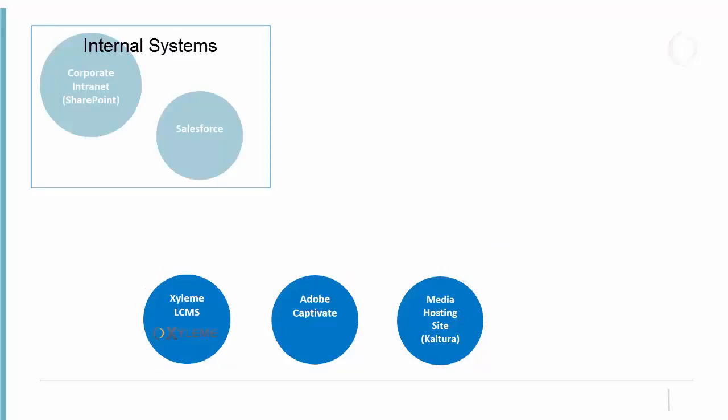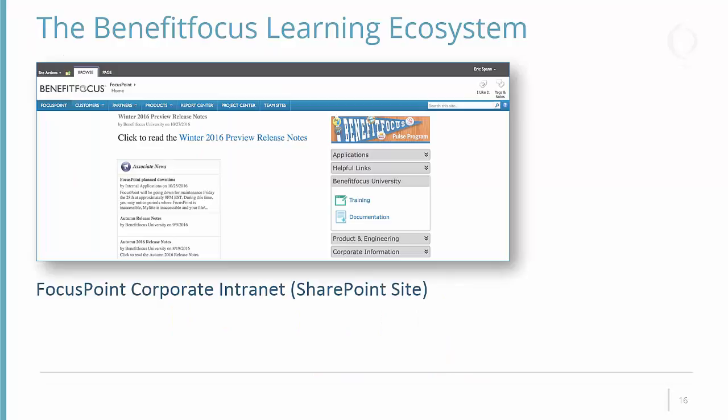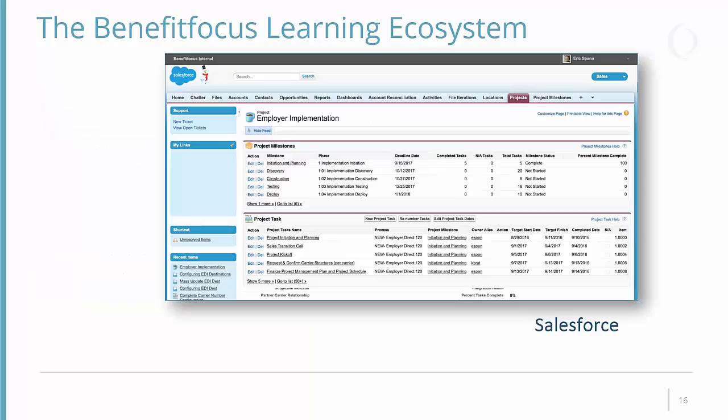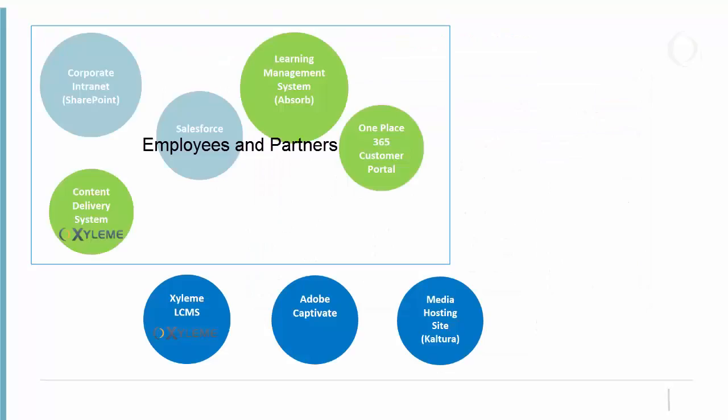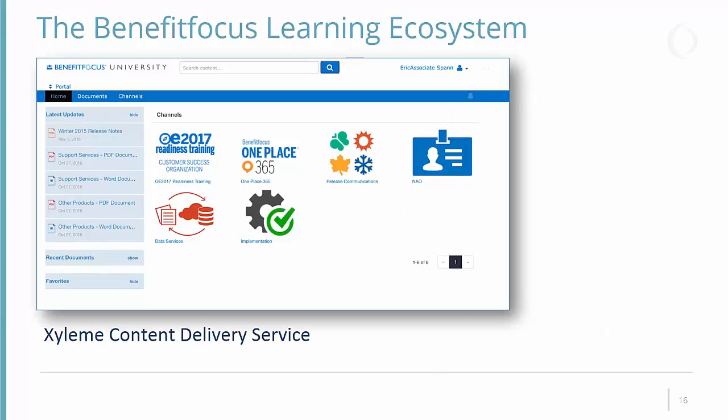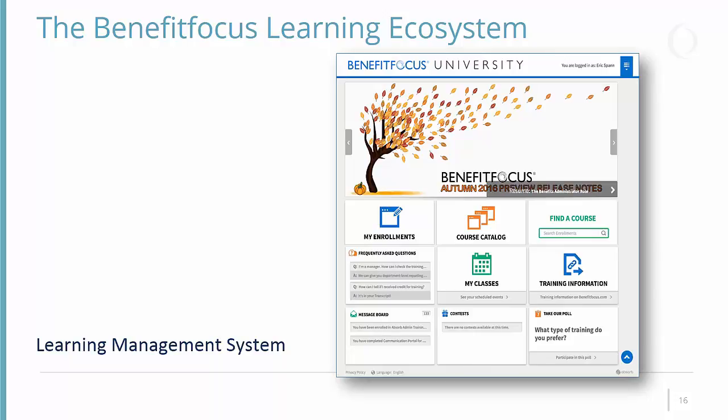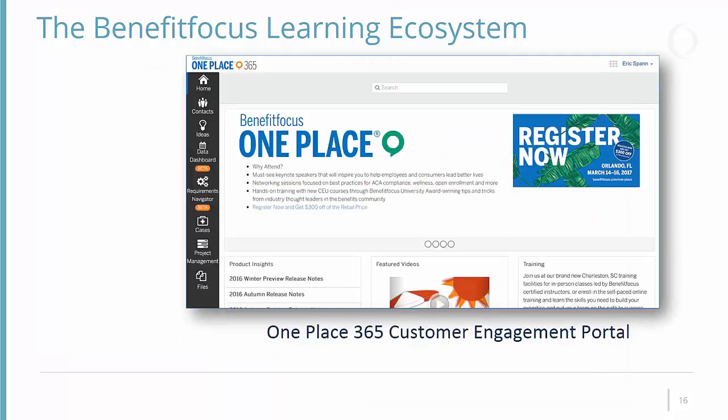These light blue or turquoise bubbles represent those systems within our learning platform that are accessible only to Benefitfocus associates. And so those would be our corporate intranet and also the Salesforce platform. These green bubbles represent systems or touch points that are available to both Benefitfocus associates and our external customers or partners, which would be the Xyleme Content Delivery Service, or CDS, as well as our learning management system and the OnePlace 365 customer portal.